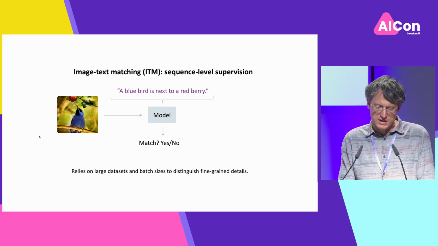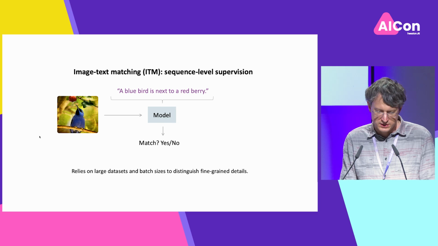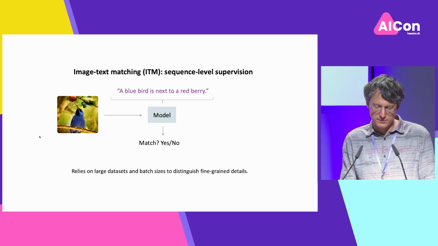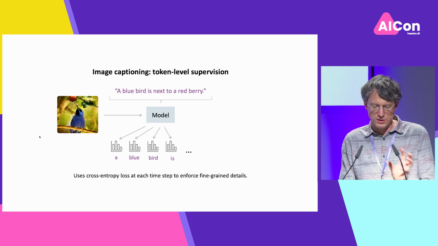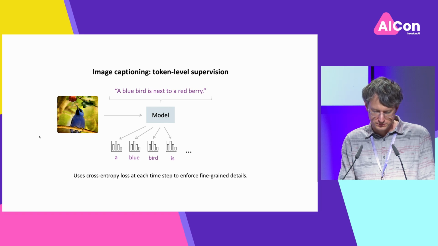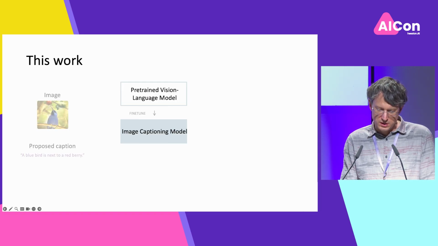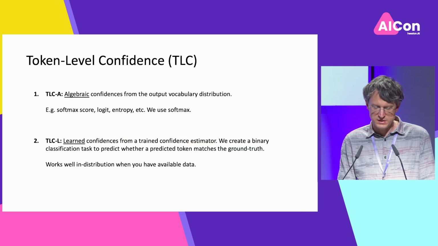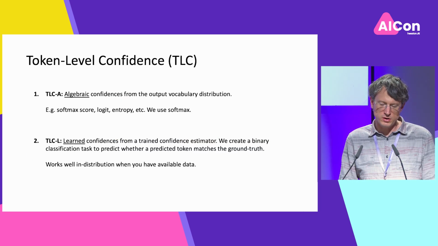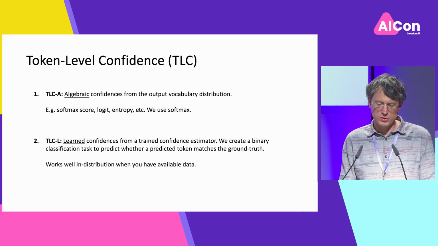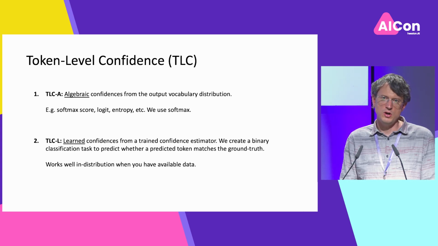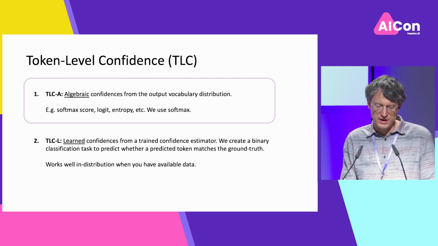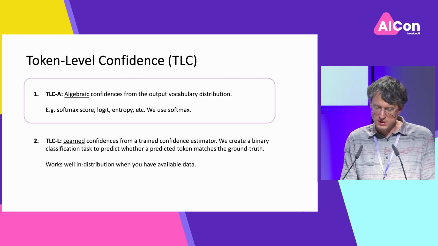So here, for example, the task could be: a bluebird is next to a red berry. Is this correct or not? And what we do is, as I said, look at all these individual words. We look at two variants here. On the one hand, we look at algebraic confidences, which basically means we look at the output vocabulary distribution, and in the second stage we use a learned confidence, similar to what we have previously done.